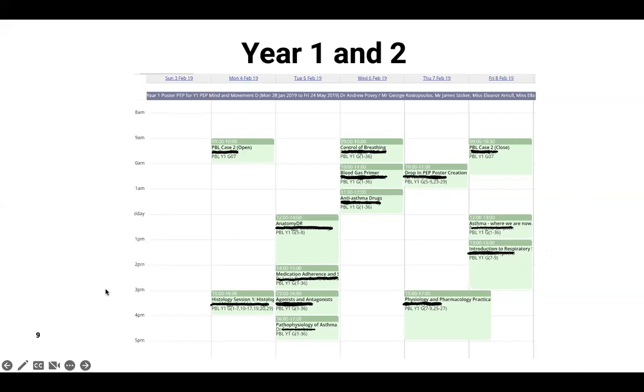So that's essentially what a first year or a second year timetable can look like. I would say this is probably more of a second year timetable than a first year, because obviously in first year you just learn about healthy individuals, and you'll probably have a lot more anatomy compared to second year.